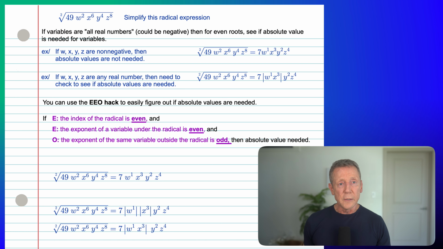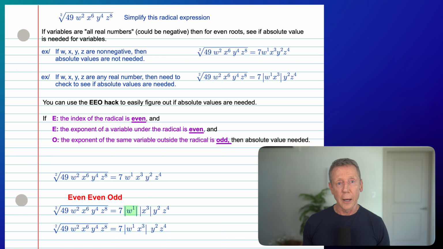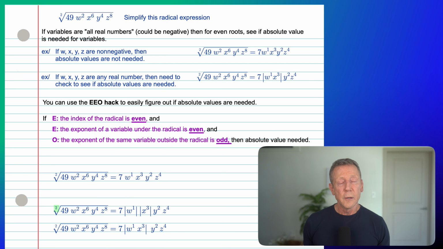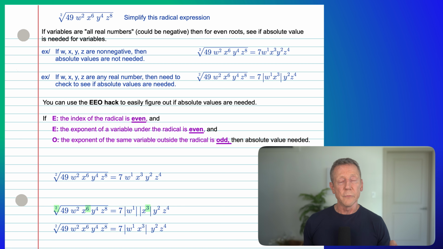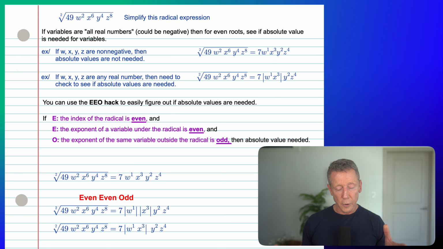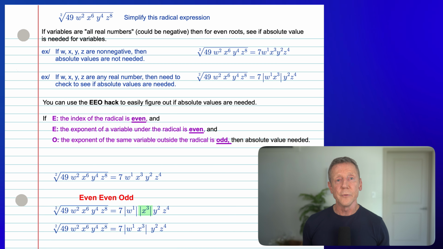So the index is even, and the w has an even exponent under the radical, and has a 1, which is odd, outside the radical. So we have even, even, odd. So the w to the 1 needs absolute values. Now let's look at the x. Again, the index is even. X is x to the 6, that's even. And then the x cubed outside, that 3 is odd. So we have even, even, odd. So x cubed needs absolute values.